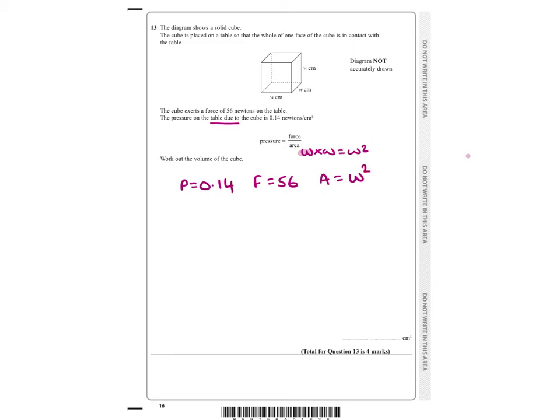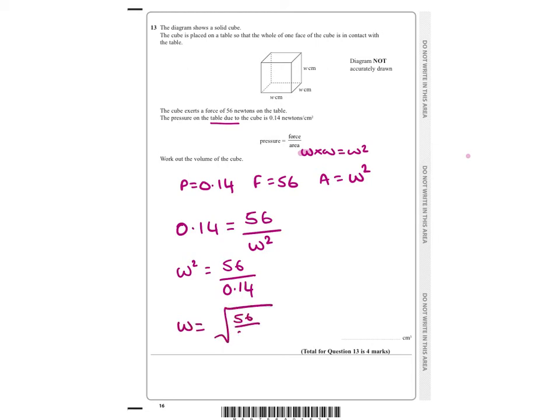I always think it's really important to write these all out. So now when we're substituting it into this formula, we're going to have 0.14 equals 56 over W squared. Now again, we could use that little trick from earlier where we're going to get W squared equals 56 over 0.14. We're now going to square root the answer, because to get rid of a squared we need to square root. So W equals the square root of 56 over 0.14.